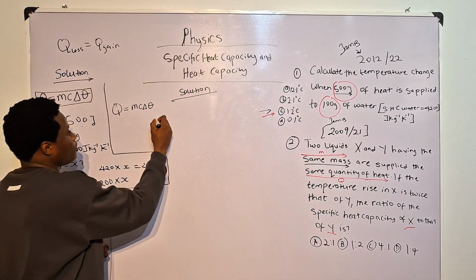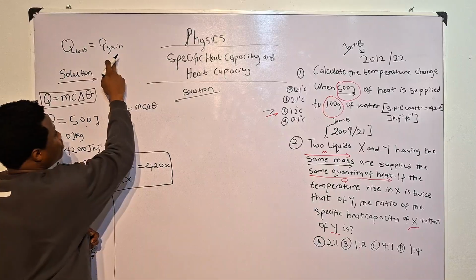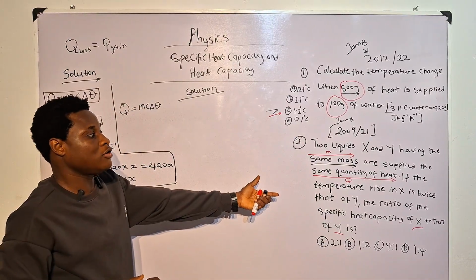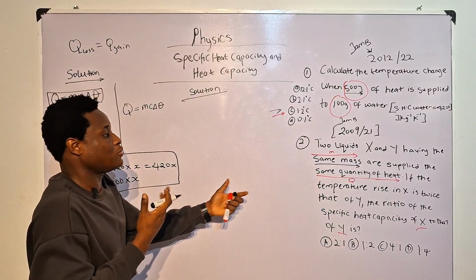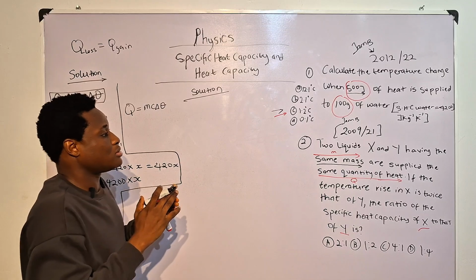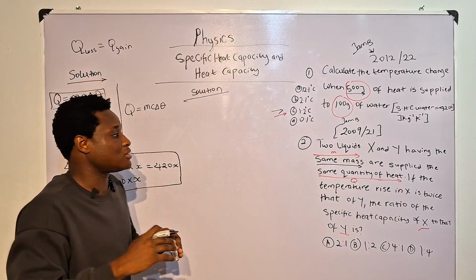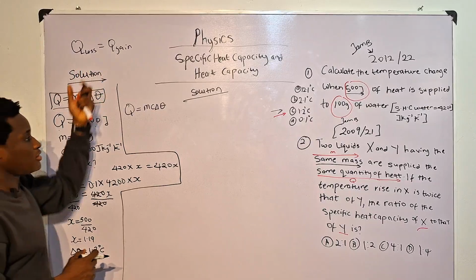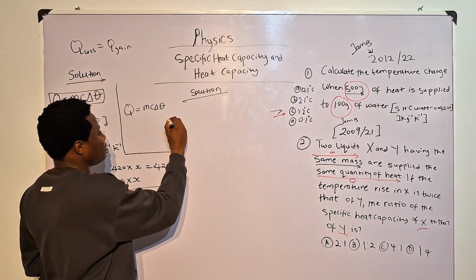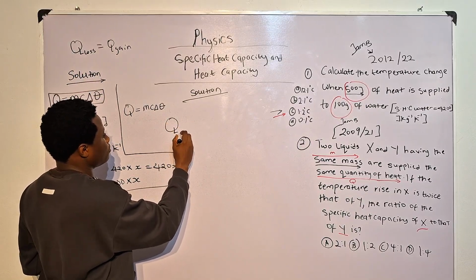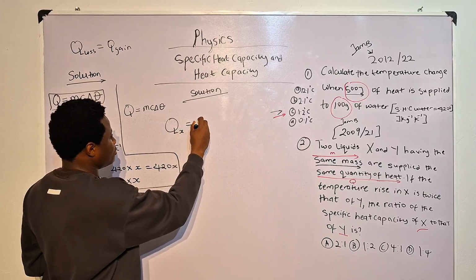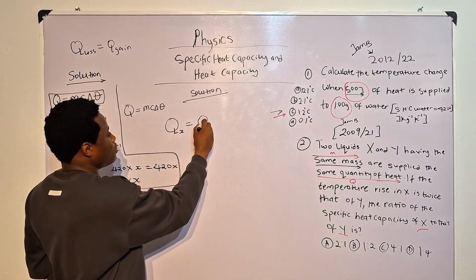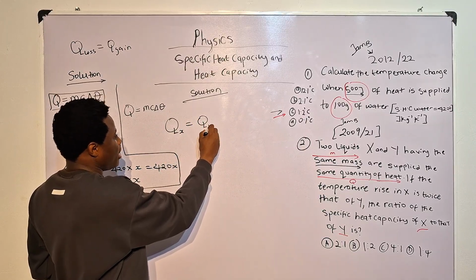So we say quantity of heat lost is equal to quantity of heat gained. They didn't tell us which is losing and which is gaining. They said both liquids have the same quantity of heat and they have the same mass. But we're going to still borrow this formula here. So we say Q of X, quantity of heat of X, is equal to quantity of heat of Y.